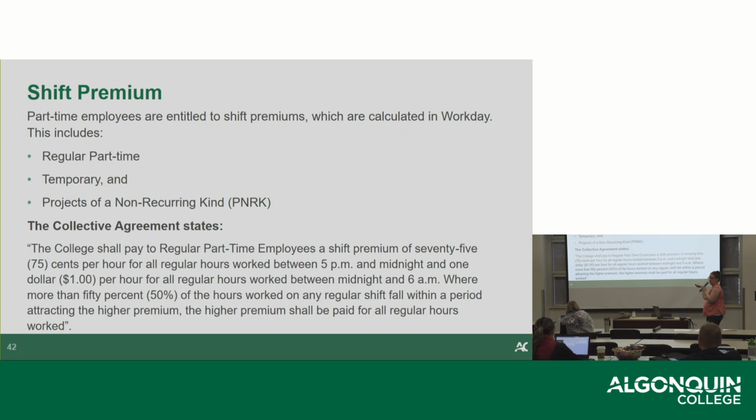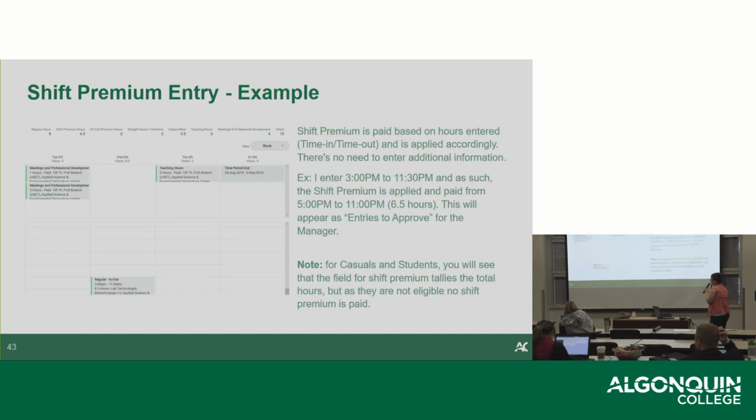Till 6 a.m., it's all at $1 instead of an hour of it being at 75 cents. So that's straight from the collective agreement, but what it looks like in Workday is this. The employee will still be entering regular time in and regular time out, so there's no specific code for shift premium, but you can see on the Wednesday here that the employee has indicated working from 3 p.m. till 11:30. So Workday will automatically calculate 6.5 of those hours at the shift premium rate, because it will start from 5 p.m. till 11:30.